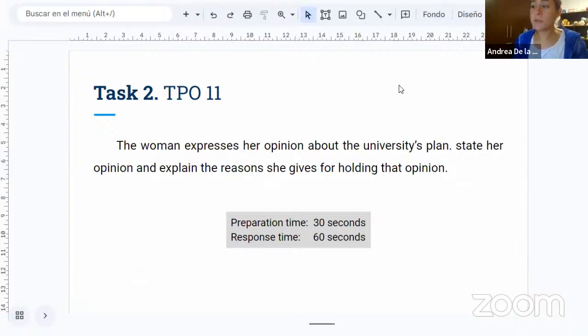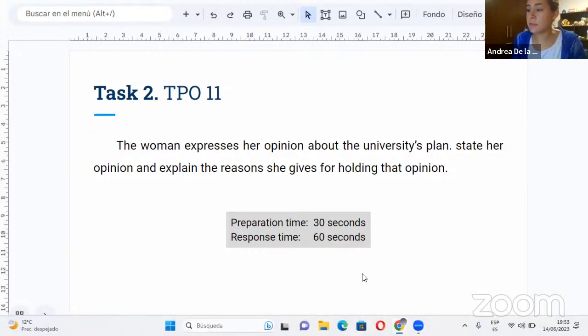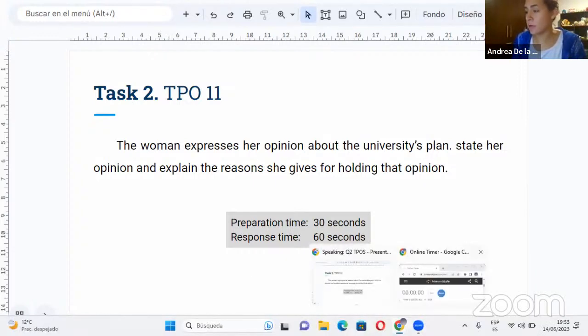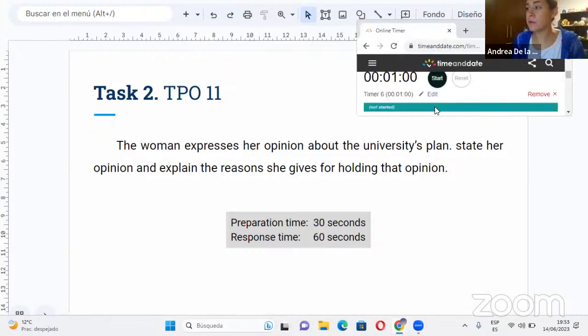Guys, now the woman expresses her opinion about the university's plan. State her opinion, and explain the reasons she gives for holding that opinion. And now you'll have 30 seconds to prepare.